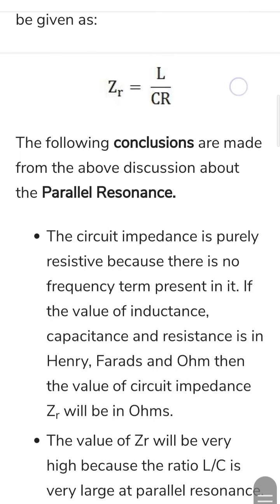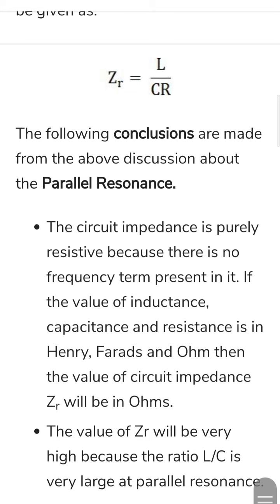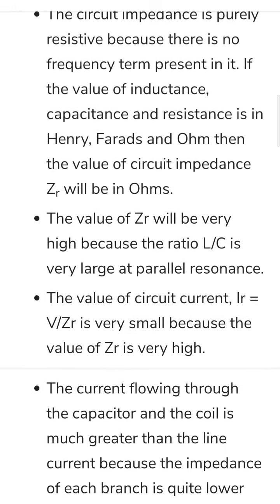The following conclusions are made from the above discussion about parallel resonance. The circuit impedance is purely resistive because there is no frequency term present in it. If the values of inductance, capacitance and resistance are in Henry, farads and ohms, then the value of circuit impedance ZR will be in ohms. The value of ZR will be very high because the ratio L by C is very large at parallel resonance.